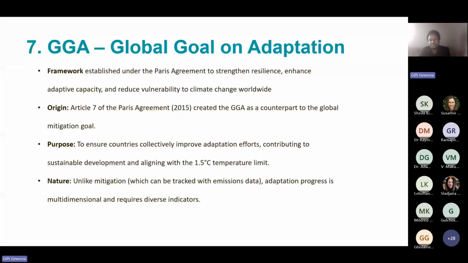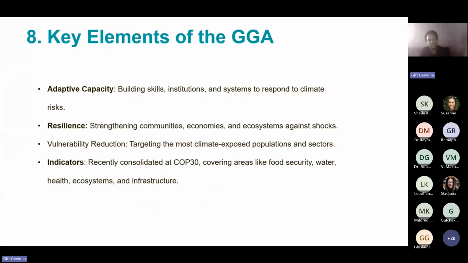So unlike mitigation, which can be tracked with emissions data, as I had already mentioned earlier, adaptation progress is multidimensional and requires diverse indicators. The key elements of the global goal on adaptation are, first, adaptive capacity: building skills, institutions, and systems to respond to climate risks. Second, building resilience, which we've talked about: strengthening communities, economies, and ecosystems against shocks. Third, vulnerability reduction: targeting the most climate-exposed populations and sectors. And in the recently concluded COP30, it covers areas like food security, water, health, ecosystems, and infrastructure.